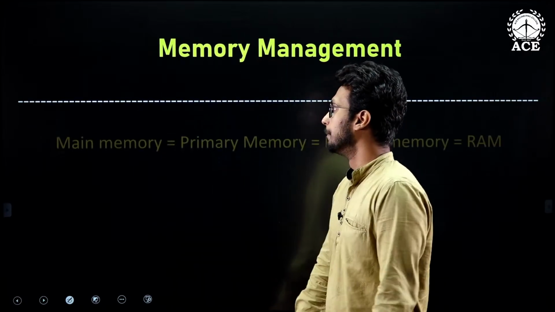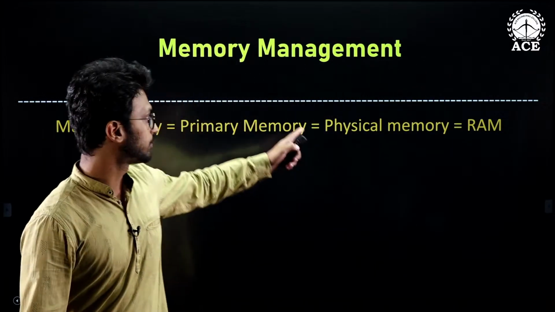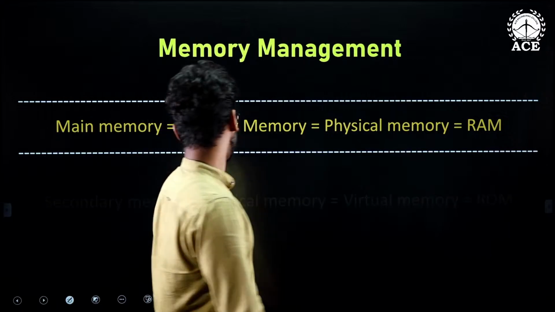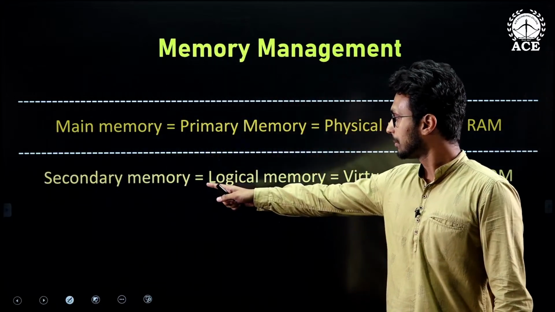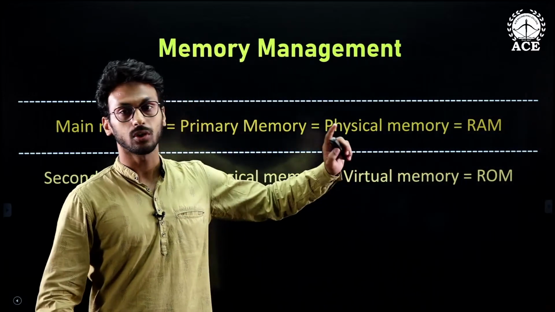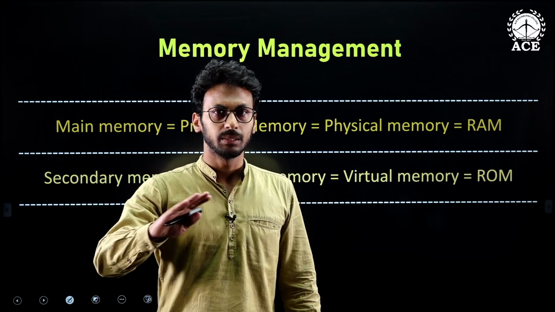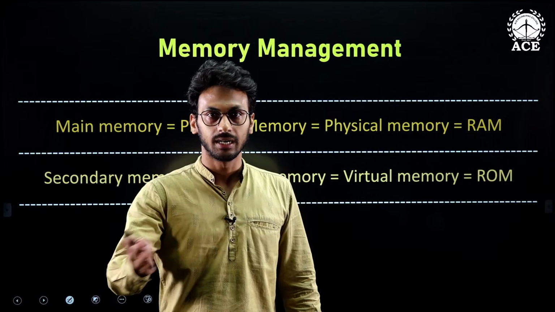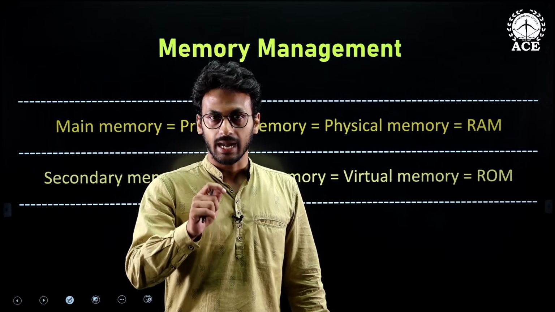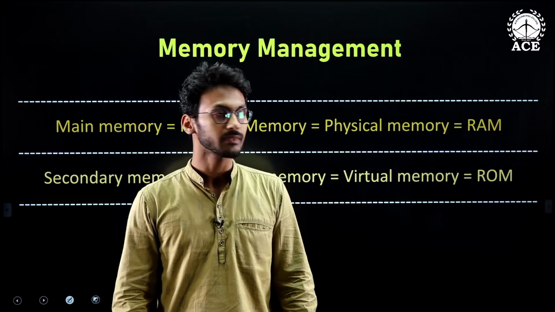See, main memory is also called primary memory, which is also called physical memory. That is what you call RAM. Next one, secondary memory. Secondary memory is also called logical memory, also called virtual memory, and it is also called ROM. Now, if you observe, secondary memory means maybe your hard disk, maybe SSD, isn't it? Mostly, main memory, that RAM, will be faster as compared to your secondary memory. You must have observed it.